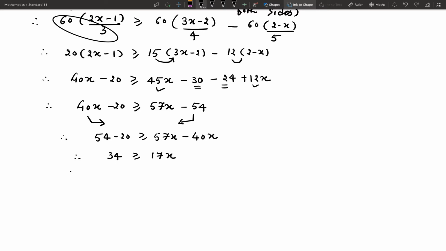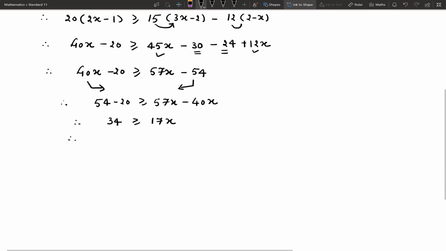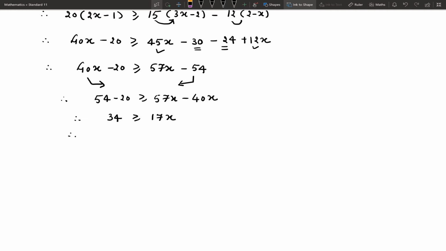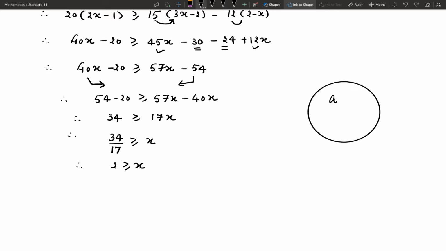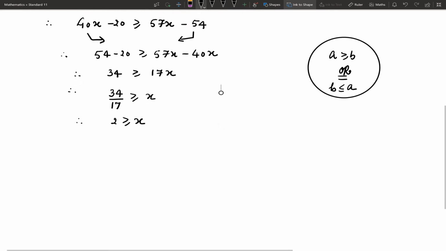17x. Divided by 17, and since it is a positive number, there is no change in the inequality. So 34 divided by 17 is greater than or equal to x. Now either we write a greater than or equal to b, or at the same time we can write b less than or equal to a. So from this we can write x less than or equal to 2.